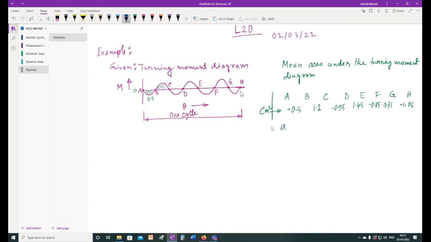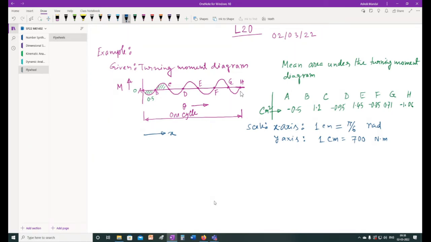What else is given is the axis scale. Along the x-axis, 1 centimeter of this diagram is equal to π/6 radian. And along the y-axis, 1 centimeter is equal to 700 newton meter.